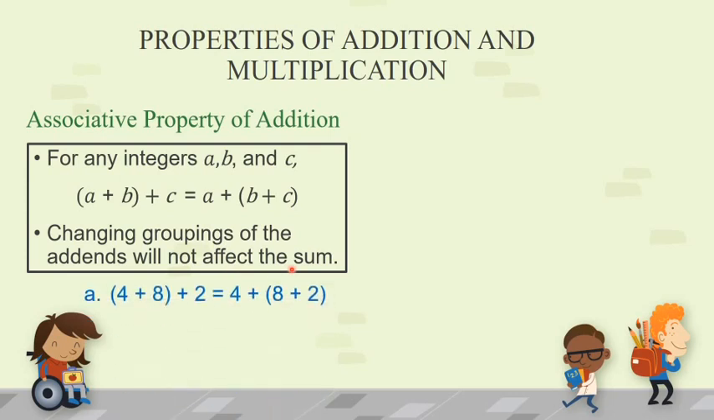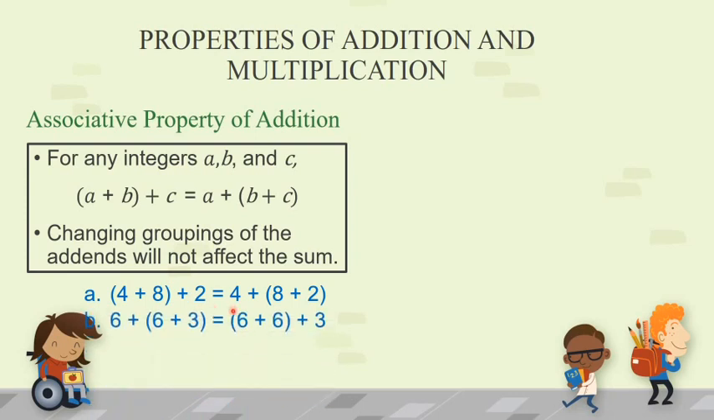So examples, we have here the quantity of 4 plus 8, plus 2. It is equal to 4 plus the quantity of 8 plus 2. On the first one, we have the grouping which is 4 plus 8. On the other side, we have the grouping 8 plus 2. So there is a change in groupings, but it will not affect the sum. Still, the sums are both equal to 14.